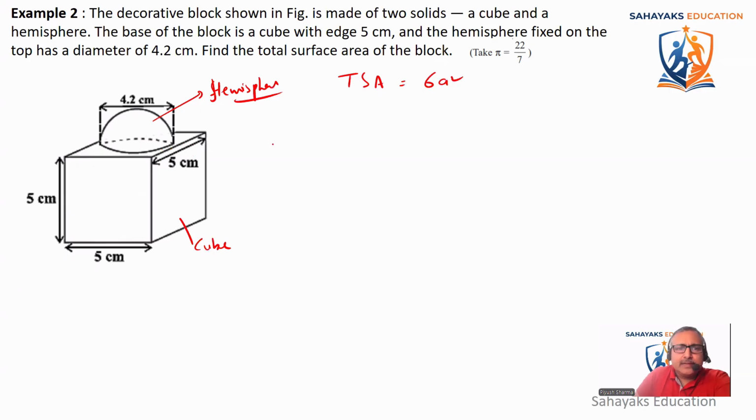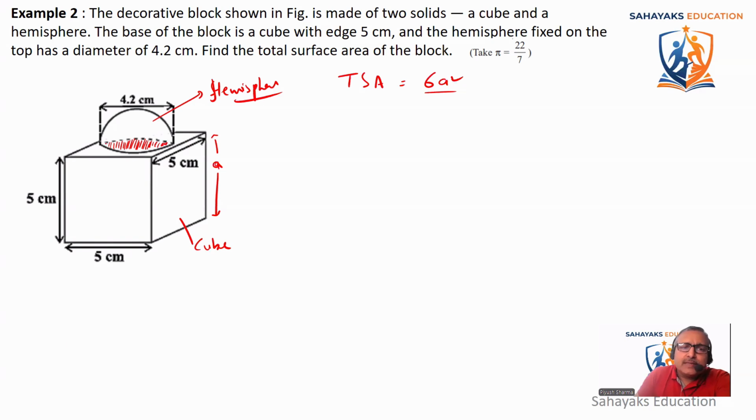If the side is a, so a is equal to 5. If I consider this side as a, so the total surface area is 6a square. But please remember that this part is not in the structure at all. This is something which is inside the structure. So we have to subtract this part.